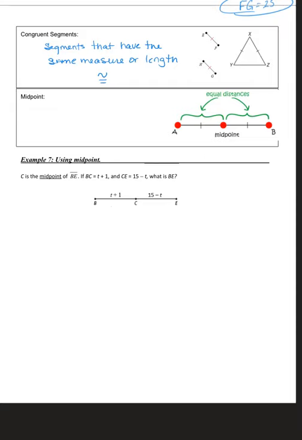And I can mark it in the picture with these little dash marks. So if you look here, I have a dash mark here and a dash mark here. That means those are congruent. I showed you in a picture of a triangle as well. So that just tells you they're congruent. They're the same. They're equal is kind of how you think about congruent.